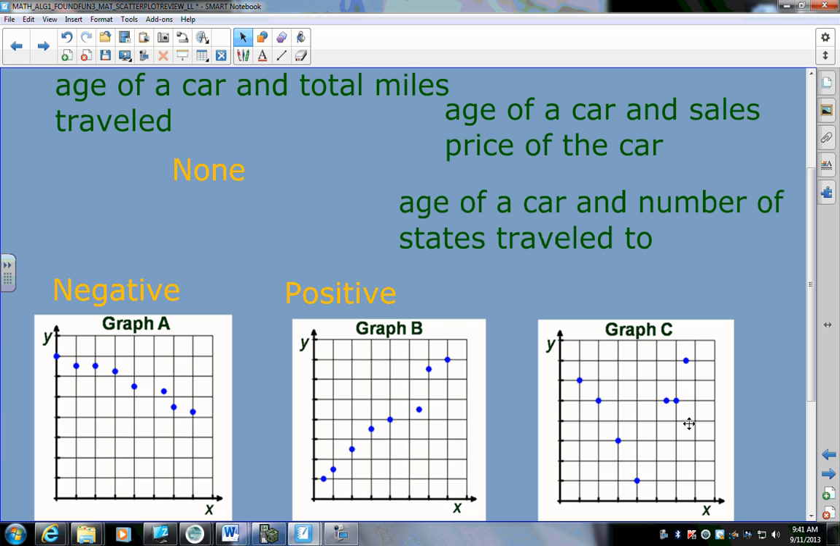Okay? This one, now some people will say, but Ms. Crawford, it's going down. Well, no, it's going down, but then it's going back up. The trend has to all be going in the same direction. These have points that aren't just all bunched together going in the same way, and that's why this one is none.